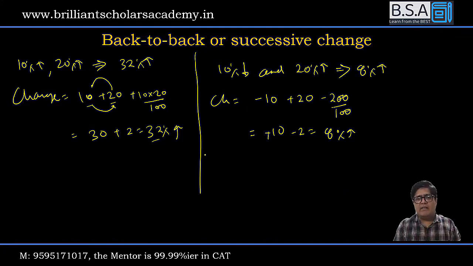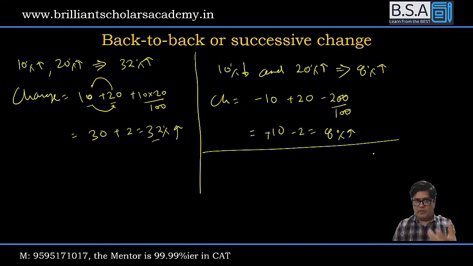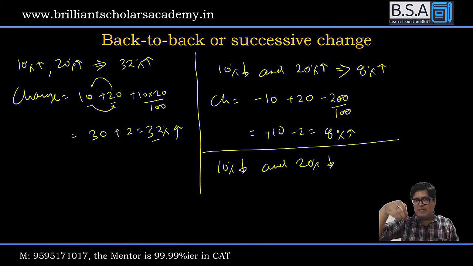What if I have discount scenario? You are getting 10% discount and 20% discount. What do discounts do? They bring down the number. Discount means downward. Off. You are getting 10% off on the price. You are getting 20% off on the price.